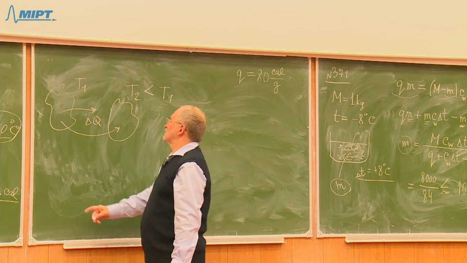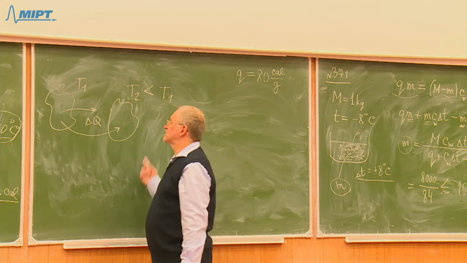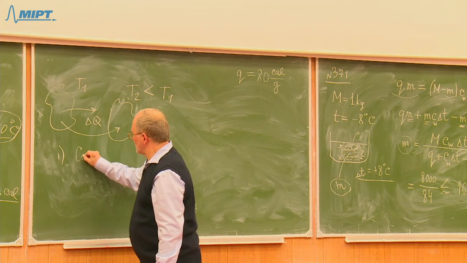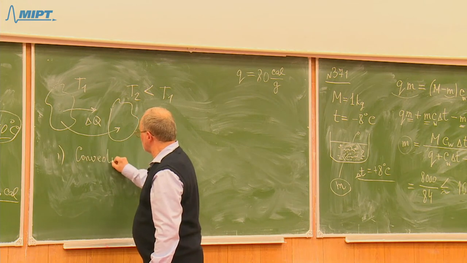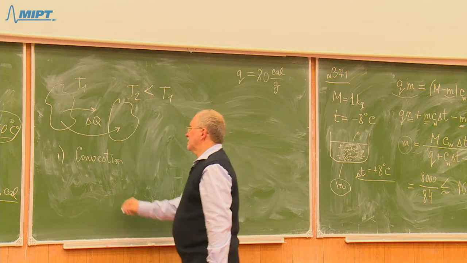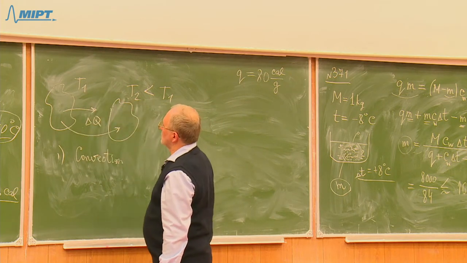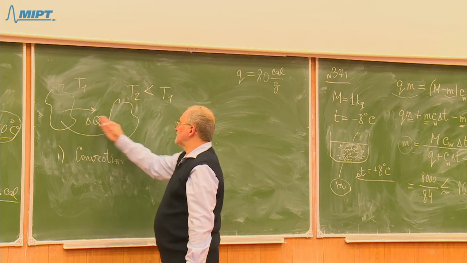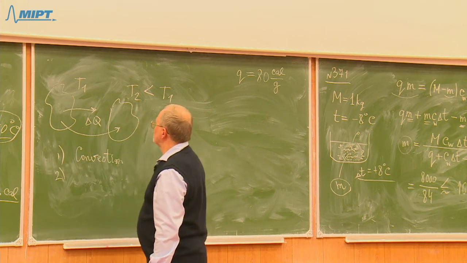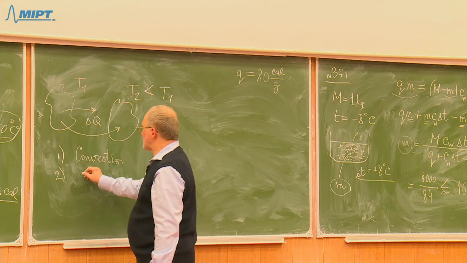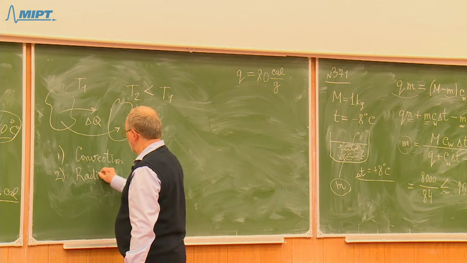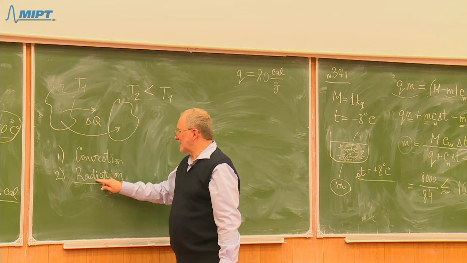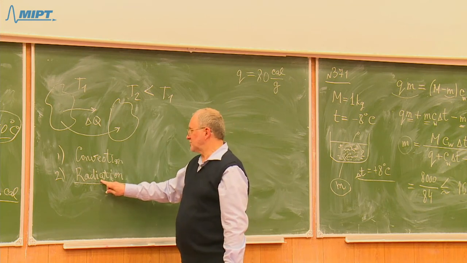There are several different ways to transfer heat energy. First, by thermal convection, when some heated liquid or heated gas flows, and by convection the heat energy is transferred. Then there is another process, radiation. The heat energy may be transferred by radiation. That is the way the heat energy from our sun comes to the Earth.